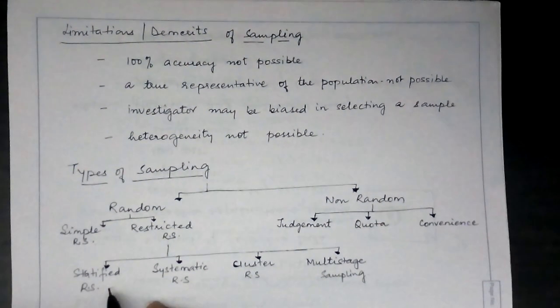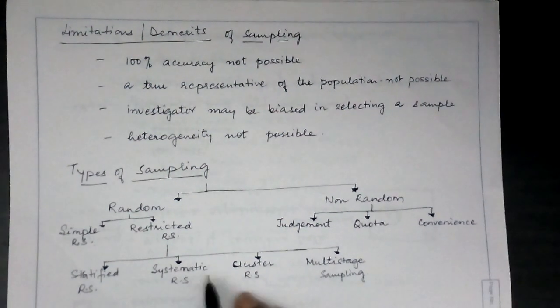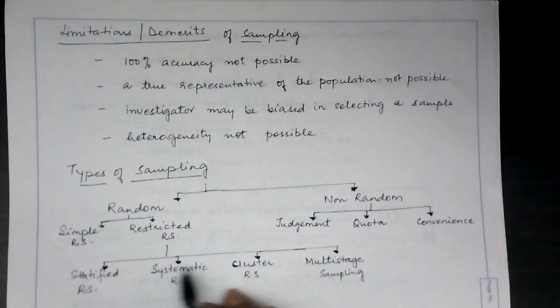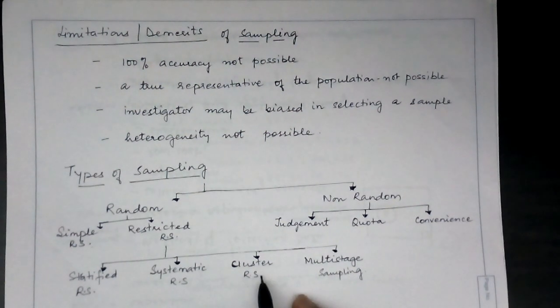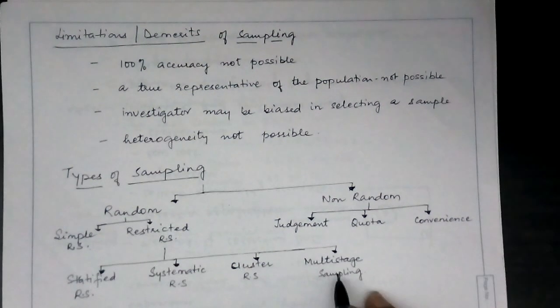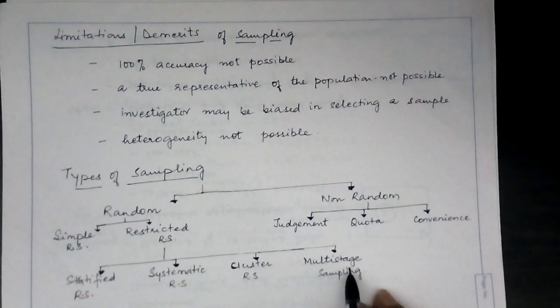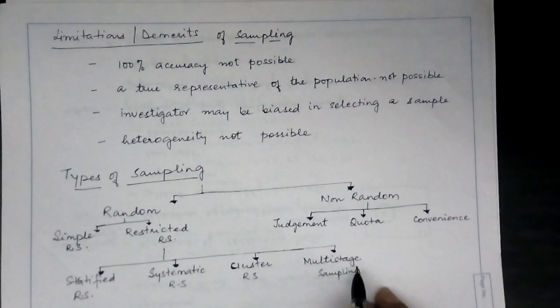Stratified random sampling, in which the group is divided into strata. Systematic random sampling, as the name tells us, it's very systematic. Cluster random sampling, in which clusters are formed. And multi-stage sampling, where there are many stages of conducting an investigation.